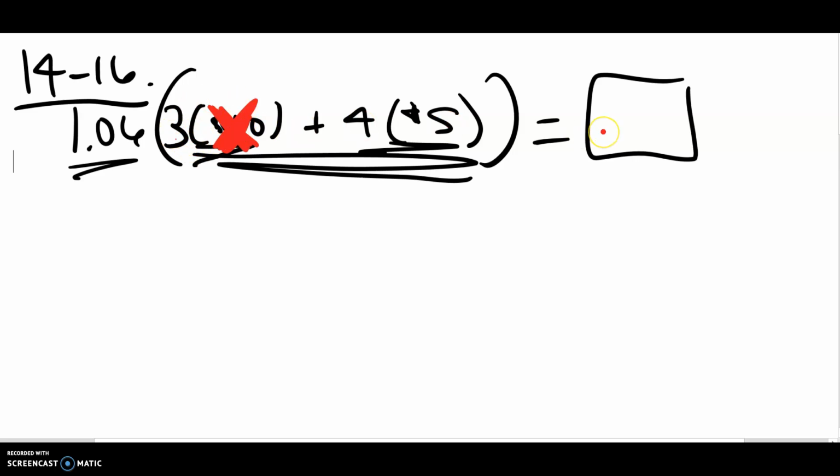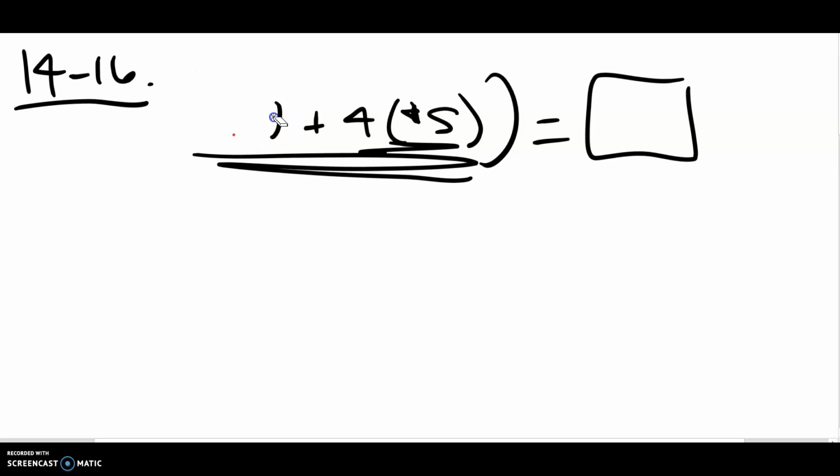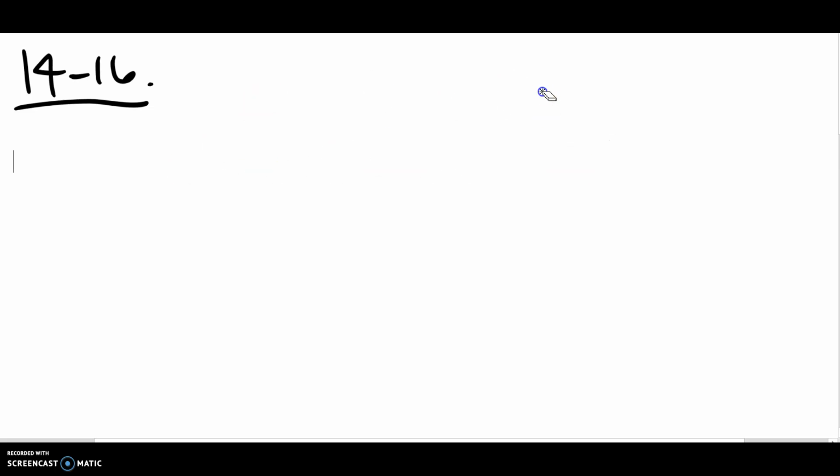So you try to think about what math you would do. If you're stuck, make up a number and do the math with a number, and then just replace that number with a variable, okay? So let's look at the first one here.